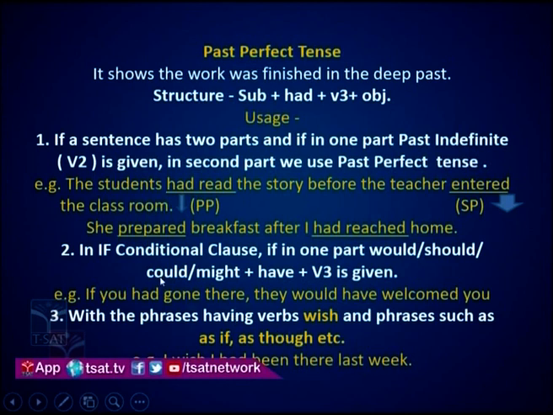So you use past perfect tense when you are talking about if conditions with phrases having verbs such as wish, and phrases such as if, as though, etc. Now if a sentence is starting with I wish I had been there last week, the action is completed, you are just wishing. So when you want to wish something, you say it in past perfect tense. I wish I had been there last week. You are here, you were not there, but you wish to have been there last week. So I had been tells us about past perfect tense.